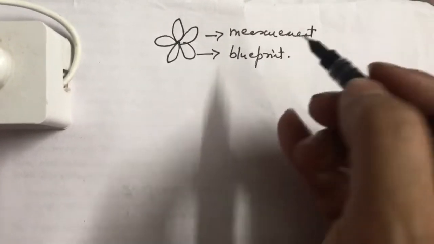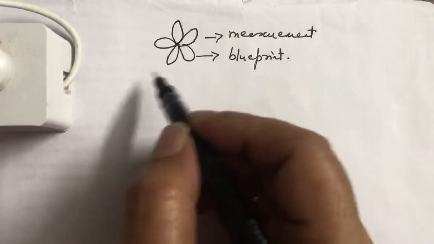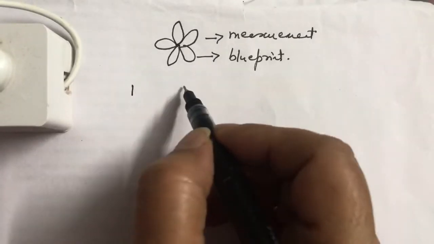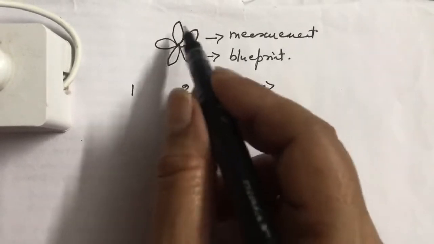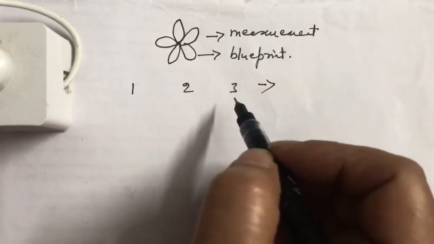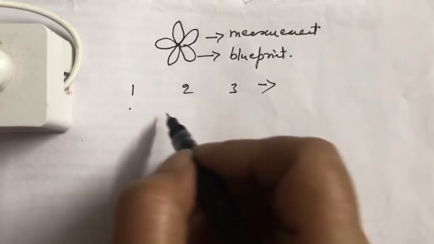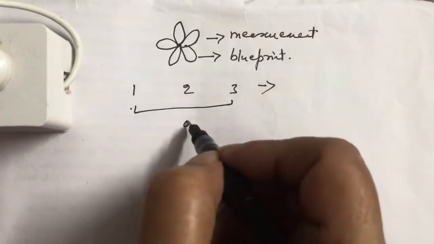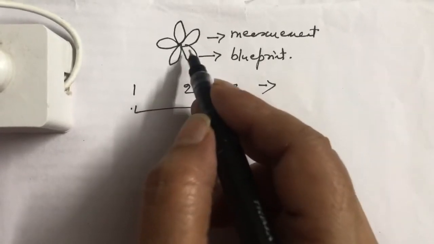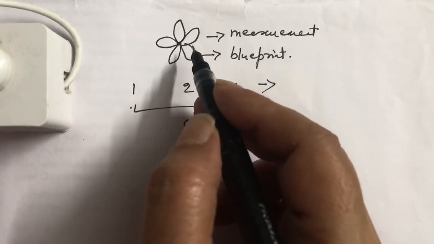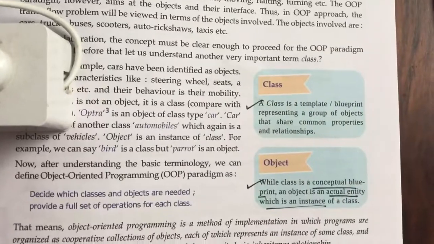And what are you going to make? You are going to design 1, 2, 3. 3 children are going to cut this dimension and make flowers for me. So those 3 are known as objects. So objects are created using this class, that is the blueprint. So you just learn this definition.